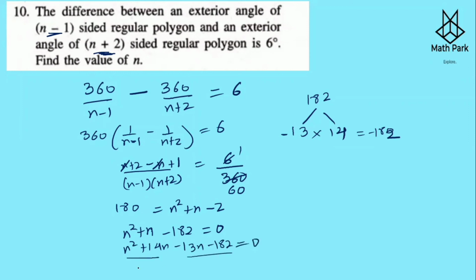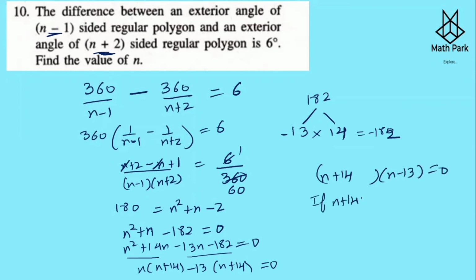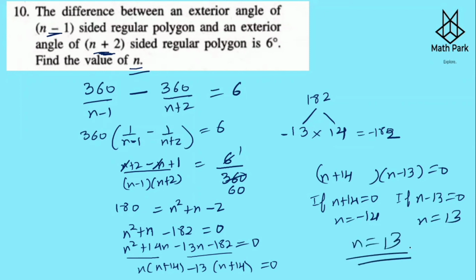Taking common, we get n in bracket n plus 14, minus 13 in bracket n plus 14, is equal to 0. So we get the factors n plus 14 and n minus 13 is equal to 0. If n plus 14 is equal to 0, we get n is equal to minus 14. And if n minus 13 is equal to 0, we get n is equal to 13. Now, since the number of sides cannot be negative, this is how we get n is equal to 13 as our final answer. Got it?